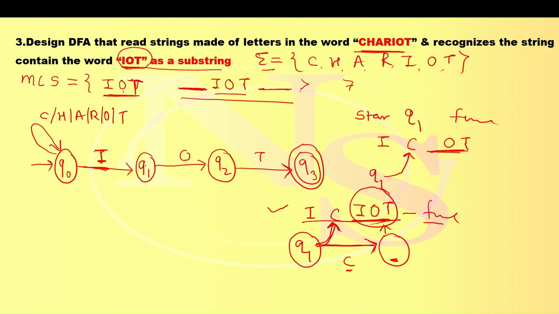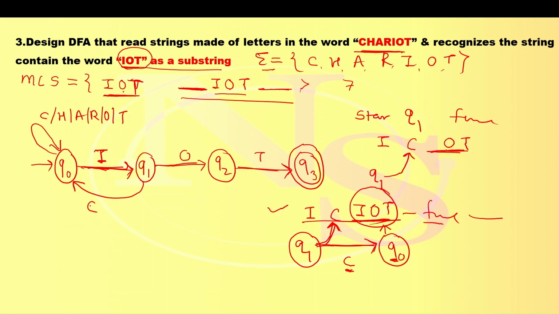Observe from these 4 states, Q0, Q1, Q2, Q3. Check for Q0. Q0 reading IOT, check, yes. Q0 reading I, O, T and going to final, satisfying. So here the other state is nothing but Q0. It means a transition from Q1 to Q0 for symbol C.